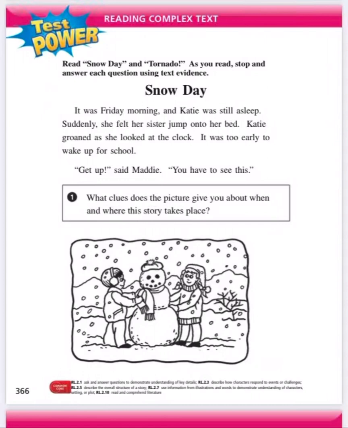Reading complex text. Read Snow Day and Tornado. As you read, stop and answer each question using text evidence.